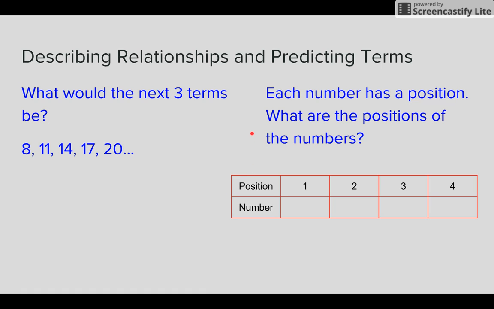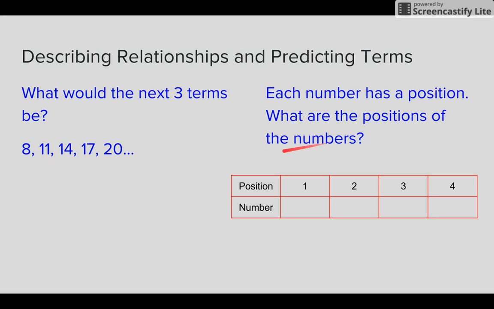But what we want to do with this is put that type of information into a table with positions and the number of that position, because we want to get to the point where we can write expressions with it and variables, so we could put any position number in and still come up with what our value would be.